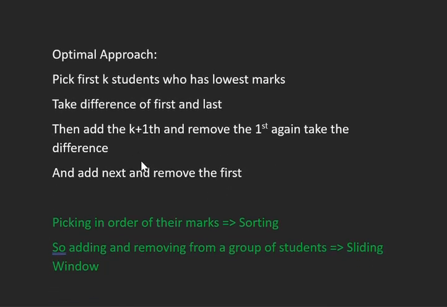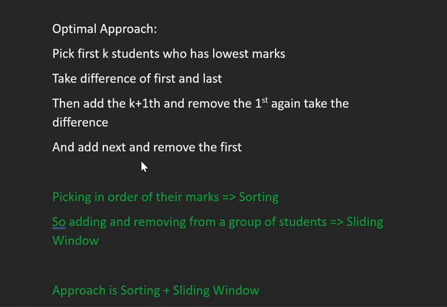So what can we do? As the question stated, we have to minimize the difference of the maximum and the minimum in the k students. So first of all we'll pick the first k students who have the lowest marks, right? And then take the difference of first and last, and then add a new student and remove the first, and again take the difference and add the next and remove, and we keep on doing this.